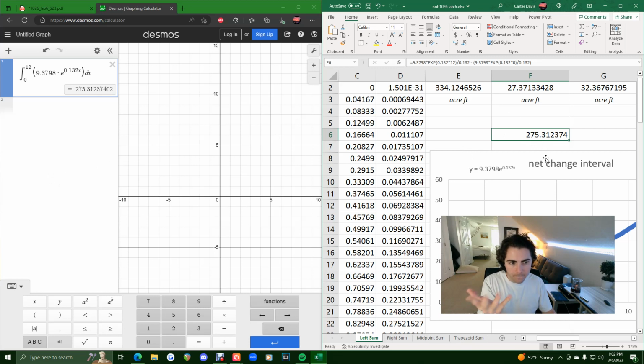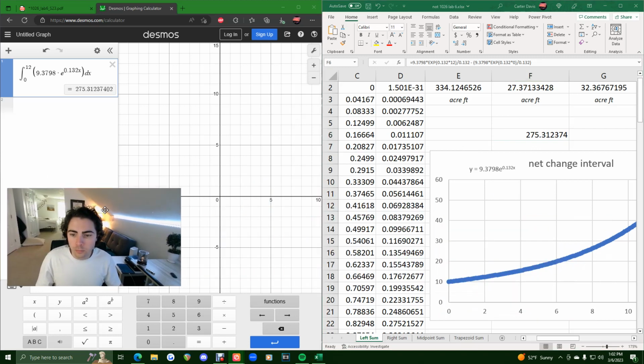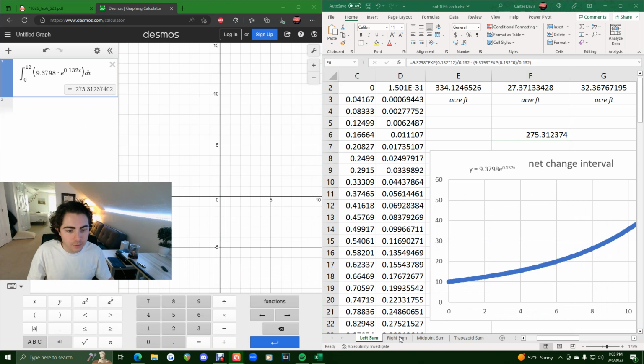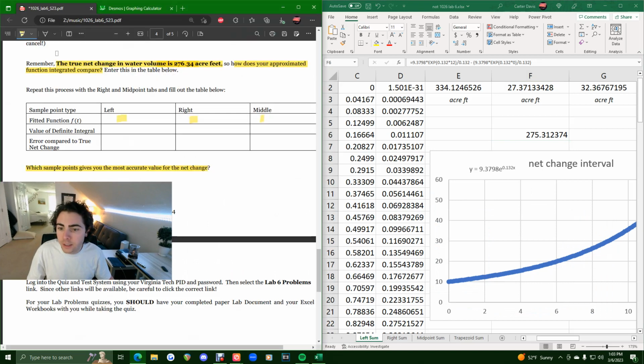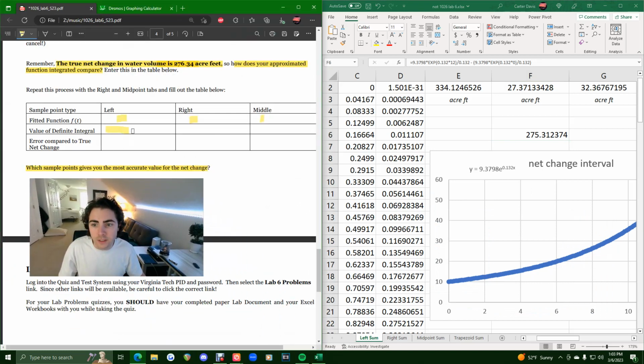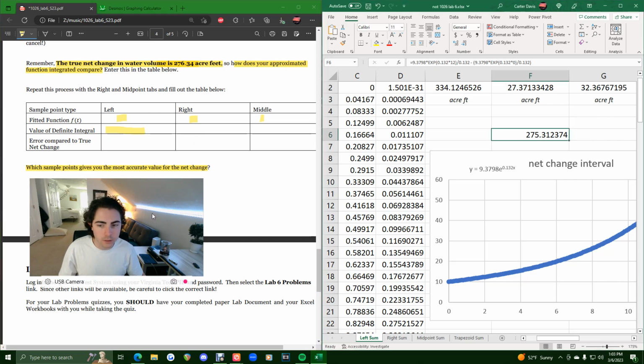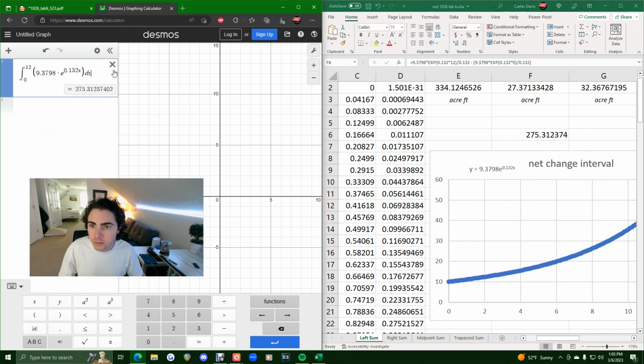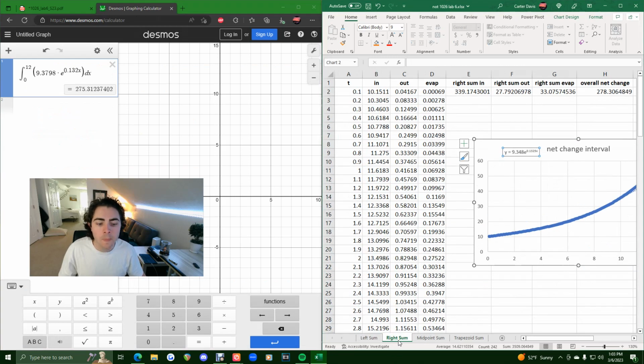All right, so in the lab now, you would plug in the value of the definite integral as 275, and then the error relative to the true net change. Let's do that last. Sorry, I'm all over the place, not much organization. Let's do the right sum, then the midpoint, then we'll talk about the error.